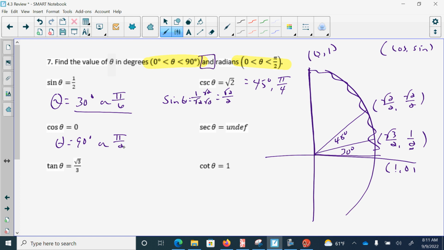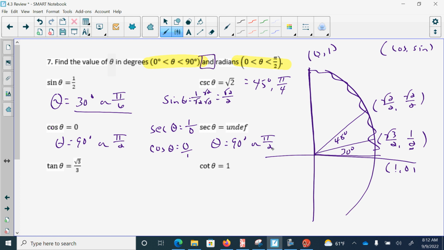Secant is undefined. Secant is a reciprocal of cosine. So if the secant is undefined, let's think about this. If the secant is undefined, that means I had a division by 0. Probably a 1 over 0, because that's the only number that goes with 0 in my unit circle. Which means that the cosine of theta had to be 0. So when is the cosine equal to 0? That's the same place as here. So that's going to be theta would equal 90 degrees or pi over 2.